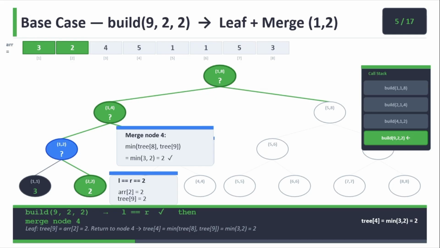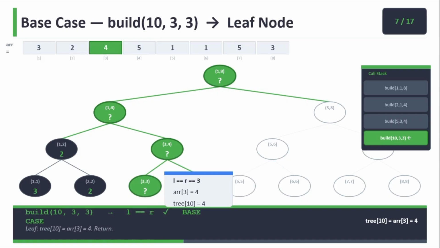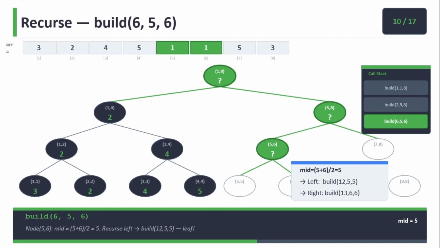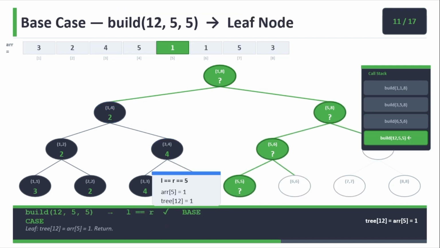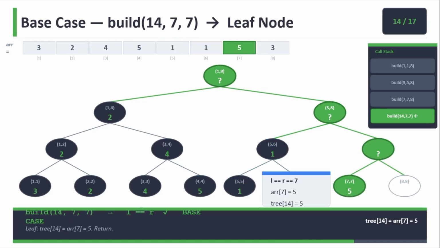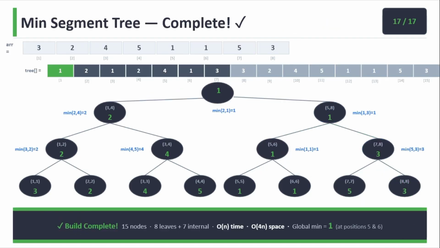So for example, at the node covering 1, 2, the left leaf has value 3 and the right leaf has 2. So the node gets the minimum of 3 and 2, which is 2. This process repeats for every subtree, left half first, then right half, merging on the way up. By the time all recursive calls have returned, the entire tree is filled. The root ends up with 1, the global minimum of the whole array. These slides show every single call in this order, with the call stack shown on the side, so you can track exactly where we are in the recursion at any point.